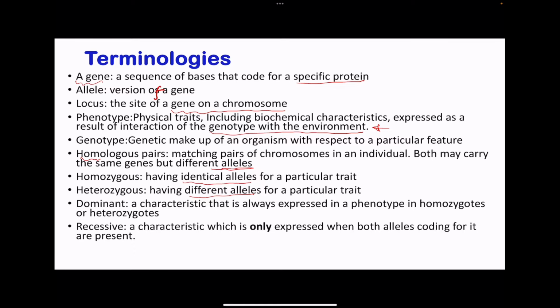Dominant alleles are those whose characteristics are always expressed in the phenotype. This occurs in homozygotes, meaning homozygous dominant, as well as heterozygous. Then a recessive one is a characteristic which is only expressed when both alleles coding for it are present. For example, in the case of small t, both are recessive when they are present and there is no dominant, so the expressed characteristic is going to be due to that recessive allele.